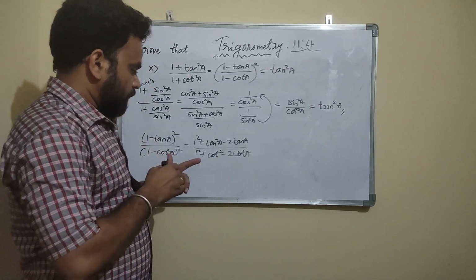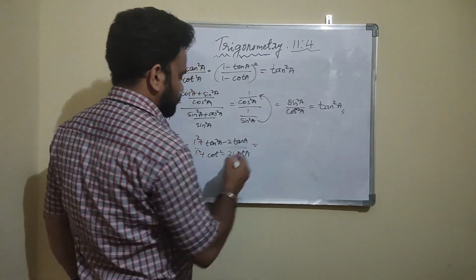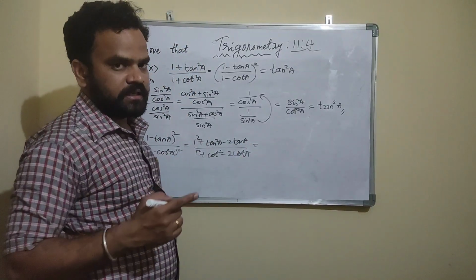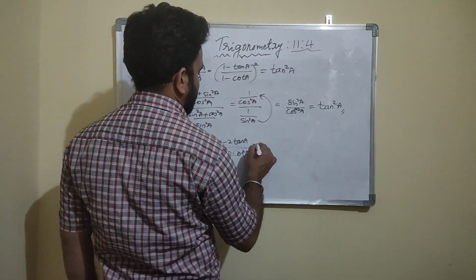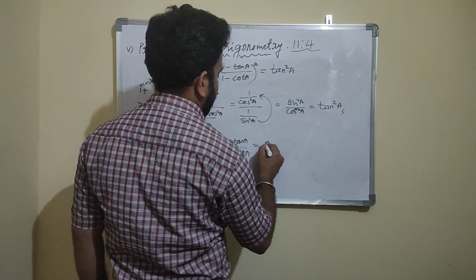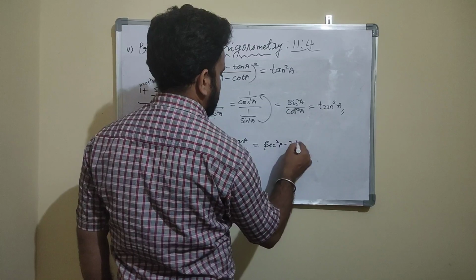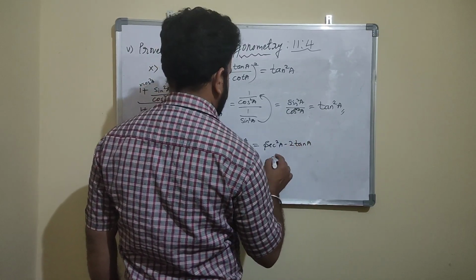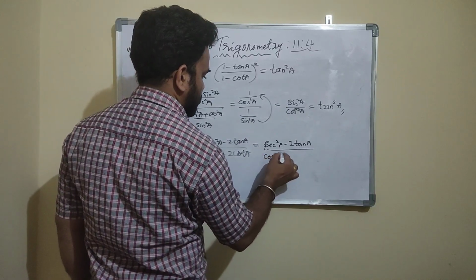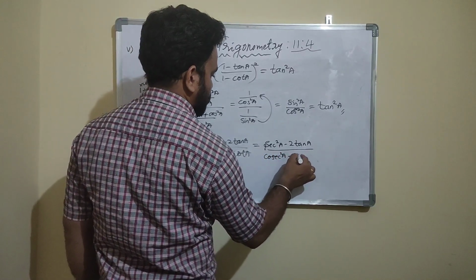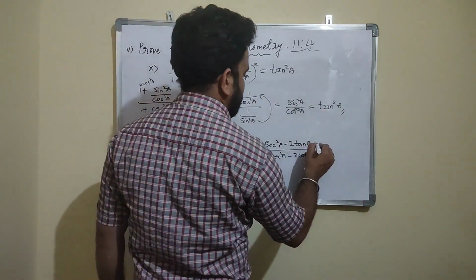Right? So here we need to use identities. What is the identity of 1 plus tan square? 1 plus tan square a is secant square a, minus 2 tan a, divided by, here, cosecant square a minus 2 cot a. Right? So what is remaining here?